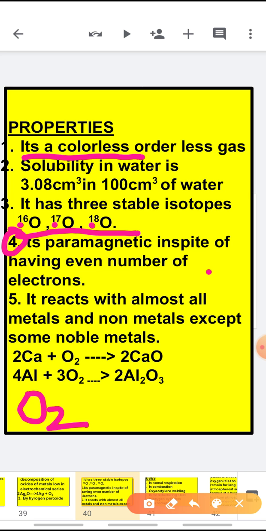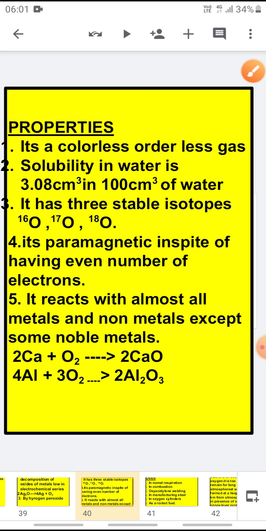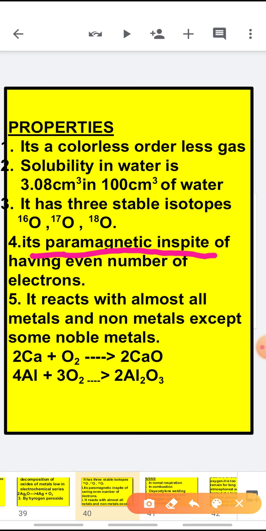So you have to remember, if the question comes, why is molecular oxygen paramagnetic in spite of having an even number of electrons? It is because of the molecular orbital configuration. It has unpaired electrons in the anti-bonding pi star orbital.